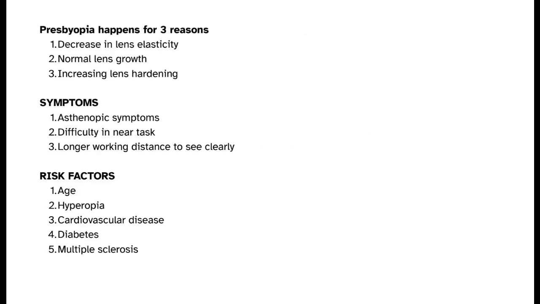Presbyopia happens mainly for three reasons: decrease in lens elasticity, normal lens growth, and increasing lens hardening. Symptoms faced by the patients are asthenopic symptoms, difficulty in doing near tasks, and a longer working distance to see clearly. What are the risk factors of presbyopia? Age is the most common risk factor, along with hyperopia, cardiovascular disease, diabetes, and multiple sclerosis.